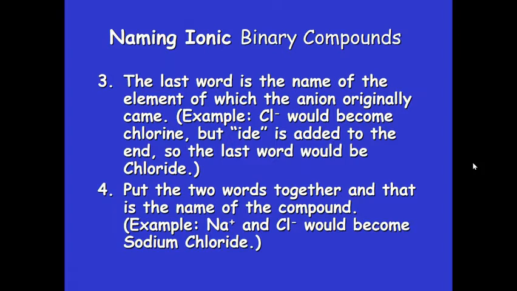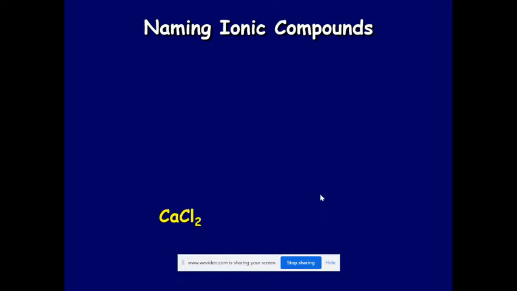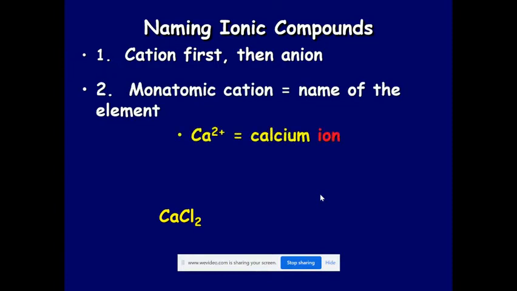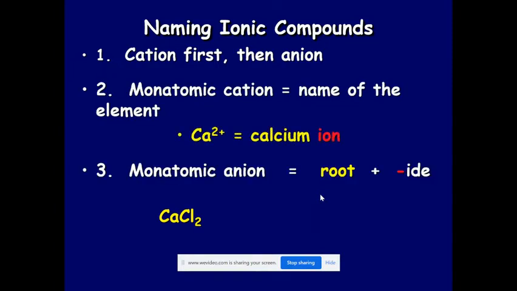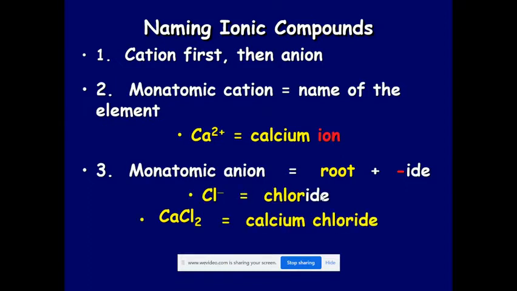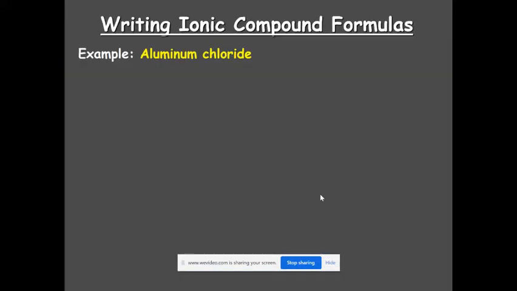Now it does get slightly more complicated, but that's the gist of it. So let's go through a few examples. The first example is CaCl2. We name the Ca2+ ion as calcium, and we name the Cl-1 chlorine as chloride. We put those together and we get calcium chloride. Easy.